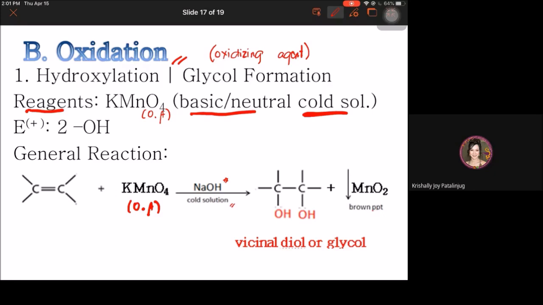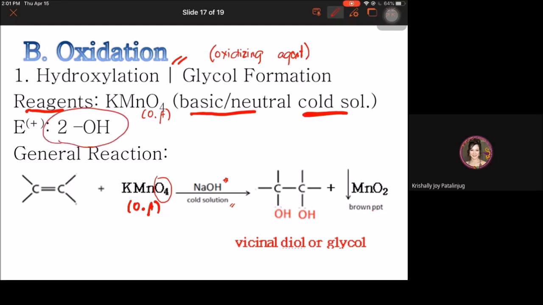Just remember, this is hydroxylation. This occurs in the presence of an oxidizing agent. The most common oxidizing agent being added is potassium permanganate. It will be the source of oxygen, which is obvious in its formula, right? It has O4, very rich in oxygen. So it is the source of oxygen to be added.